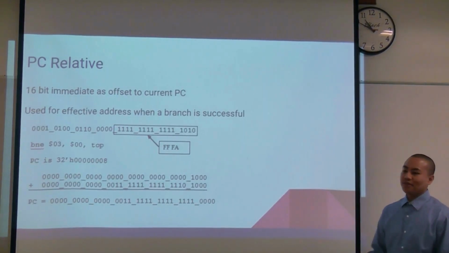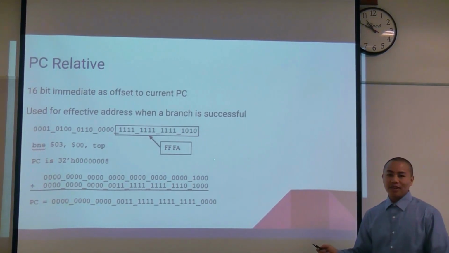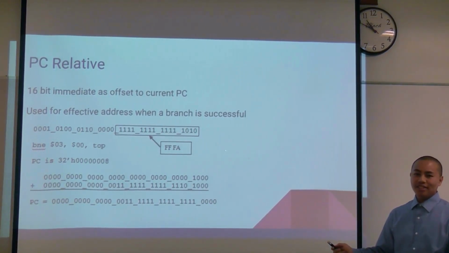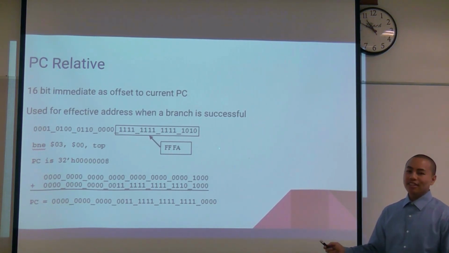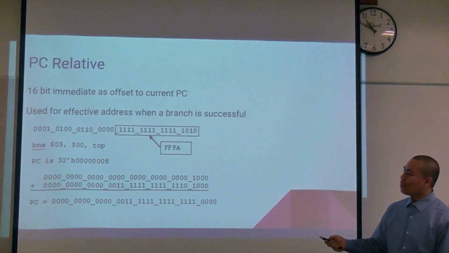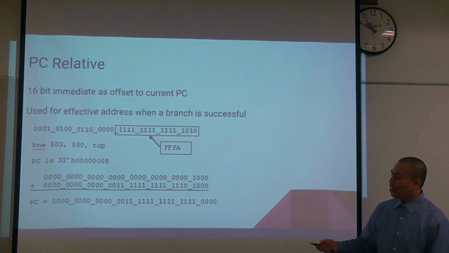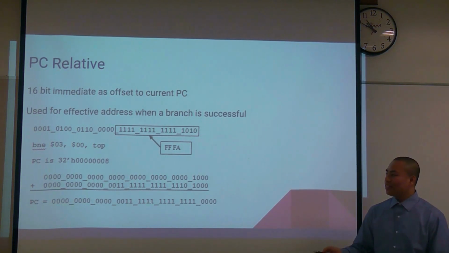PC relative. This is using a 16-bit immediate offset. These are for branches. You add that offset to your current PC, or program counter, if a branch is successful. In this case, if our current PC is 8, we'll add these 2 together. Yeah. Our new PC.